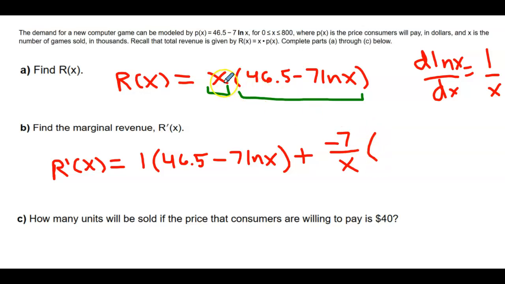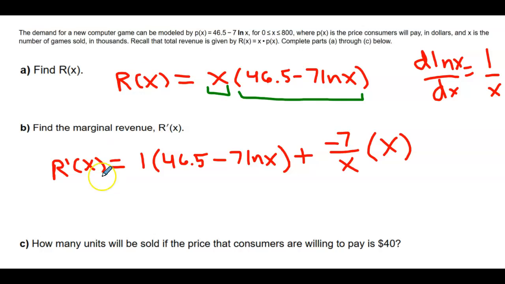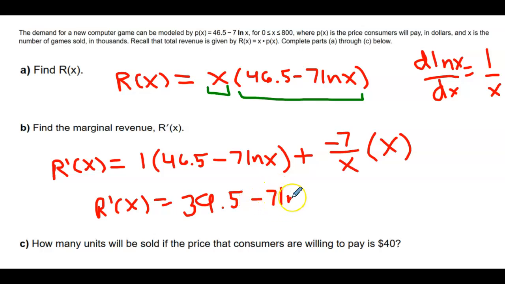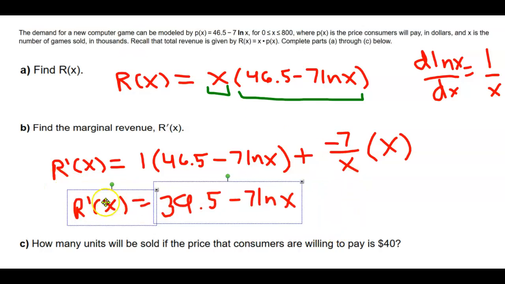So now we're going to multiply this times the first factor, which is just x. And then you can see that the x's are going to cancel as a factor of 1. So if we just want to simplify this derivative here, we're multiplying by 1, so that's just going to leave what we have here. We've got 46.5. The x's here are canceling, so we can actually combine our like terms. We got 46.5 minus 7, which I believe is 39.5. And then we just got the minus 7 ln x. And this is our derivative of the revenue function, which we can call the marginal revenue function, r prime of x.